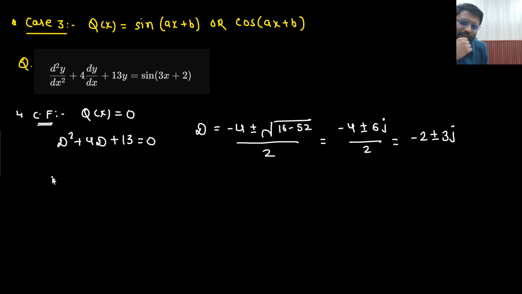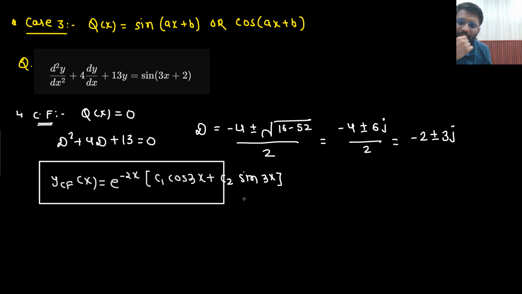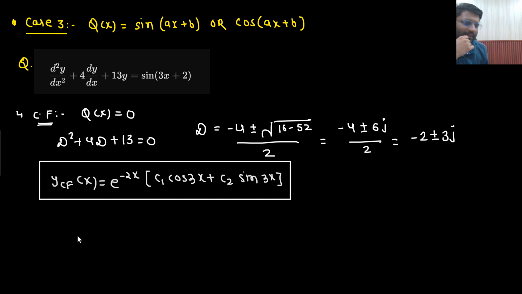So minus 2 plus minus 3j. What is the complementary function you are getting? That is e to the power minus 2x into (c1 cos 3x plus c2 sin 3x). This is the complementary function. Understandable? Very straightforward, we have already seen this. D square plus 4D plus 13 equals 0, root is minus b plus minus square root of b square minus 4ac upon 2a, so minus 2 plus minus 3j, e to the power minus 2x (c1 cos 3x plus c2 sin 3x). This is the complementary function.